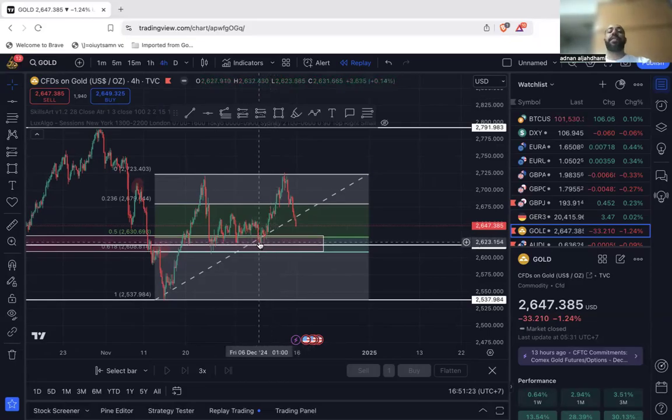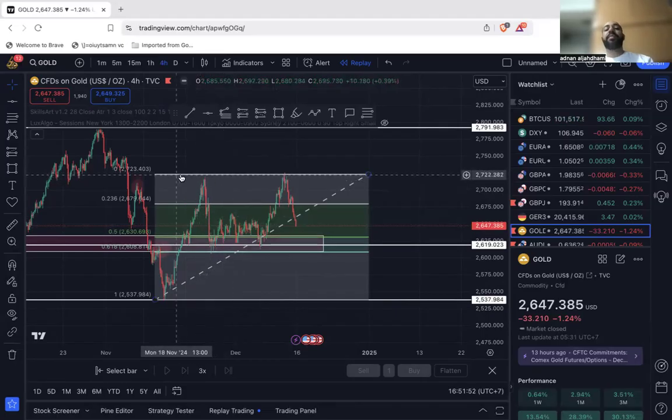If you refine your entry with the 15-minute time frame or the 1 hour, and let's say you enter around this zone, which is 2620, and you hold your trade all the way to 2725, you're talking about something around 1000 pips basically. That's quite something. And you look at how it respected the previous levels as well.